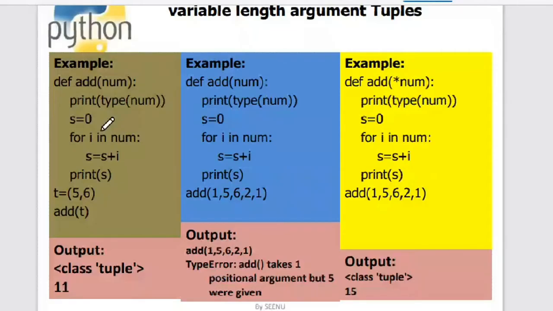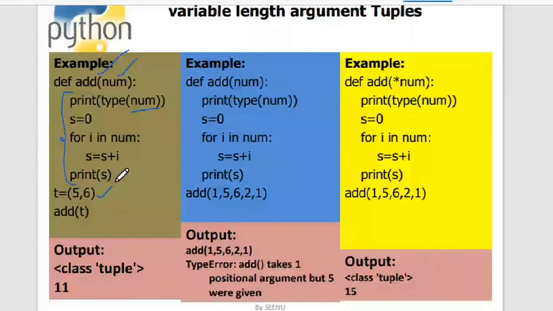This is an add method, and it has an argument num, which is going to receive some values. In the body of the method, I just wanted to show you the type of num, so I wrote type of num. Then this is the logic where I compute the sum of the numbers this method receives. Here I have taken a tuple with 5 and 6 as its elements, and I passed this tuple into the add method.